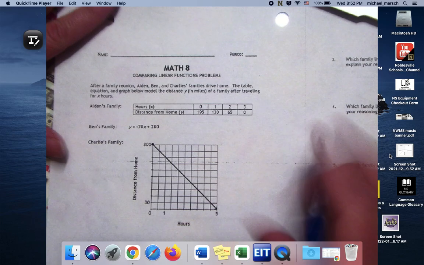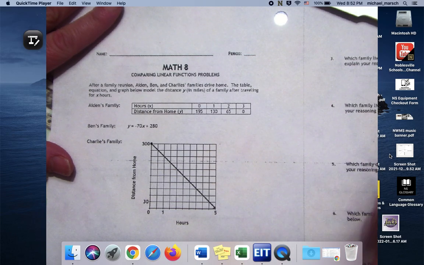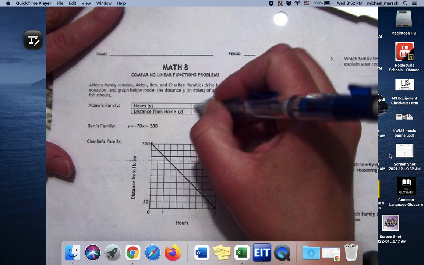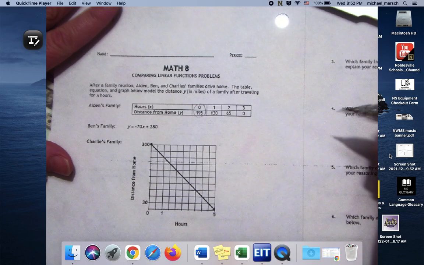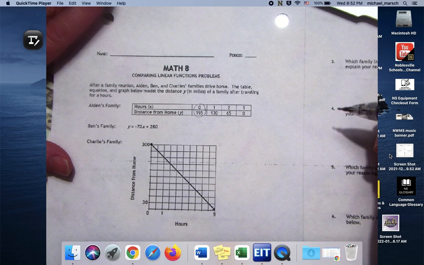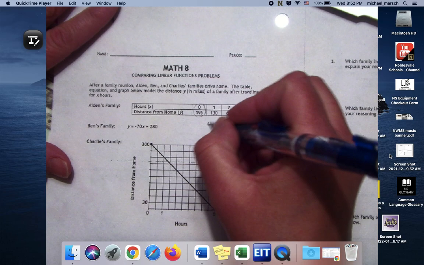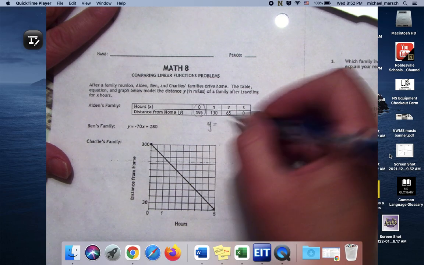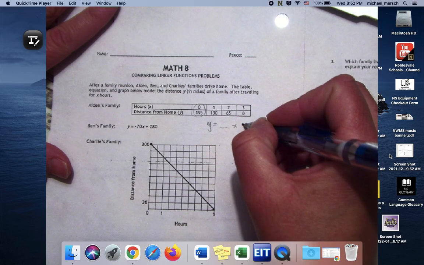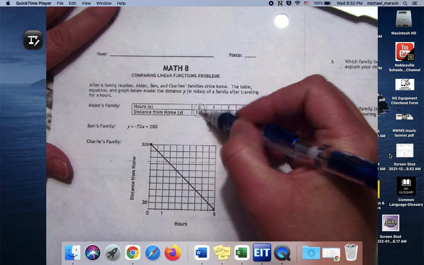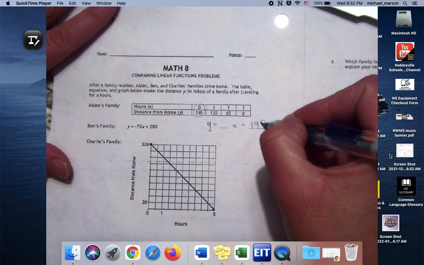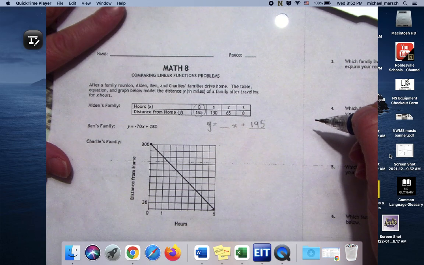So for Aiden's family, looks like he started out 195 miles from home. So that just means he lives further from the reunion or closer from the reunion to his home. So my equation is going to be y equals something x plus something. Well, this is going to be the 195. So he is 195 miles from home when he leaves the reunion.